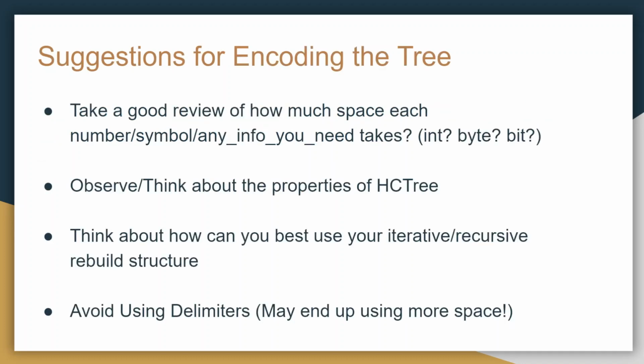So, suggestions for encoding the tree. Take a good review of how much space you need for a number, symbol, any of the info you need to take, right? Think about the properties of the Huffman tree, and think about how you can best use your iterative and recursive rebuild structure. Also, you should avoid using delimiters. It may end up using more space. So don't just put a bunch of things on a new line. See if there's a way that you can put the majority, if not all, of the information you need on a single line.